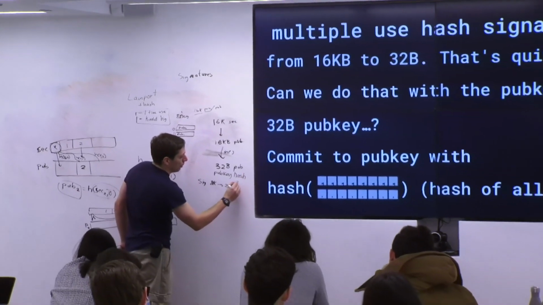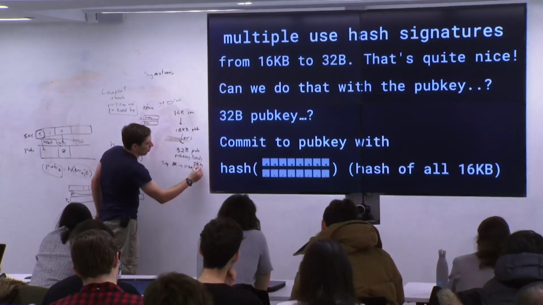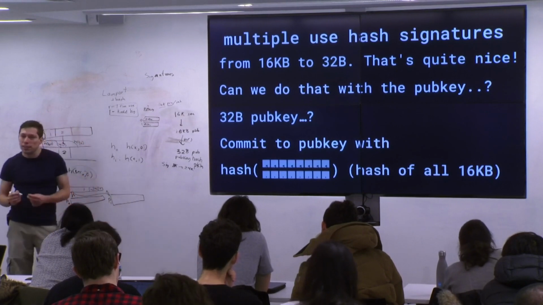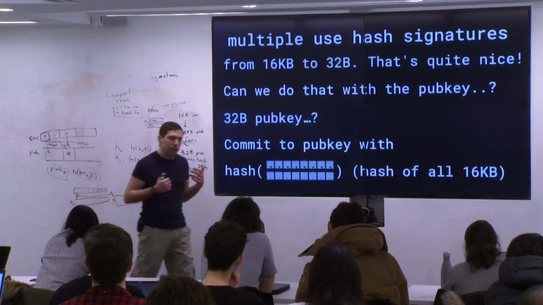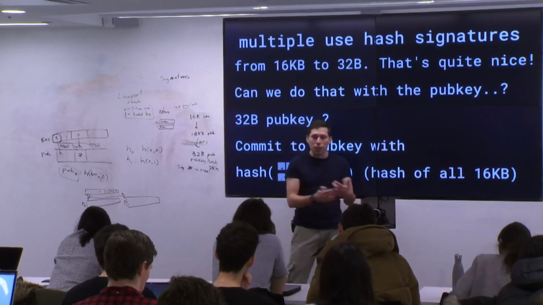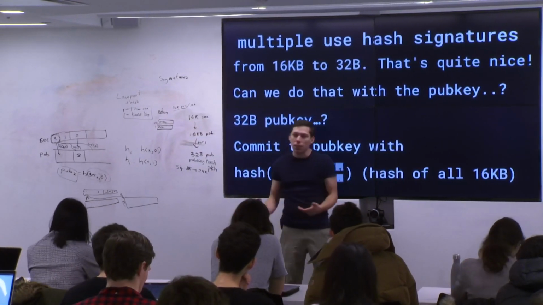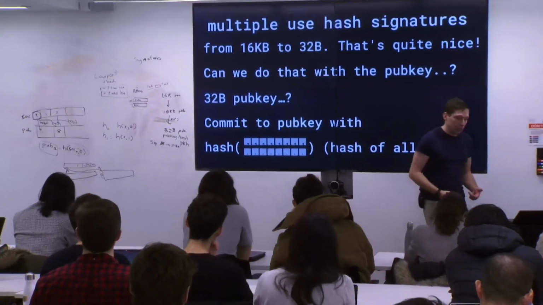Pub key hash, or they say PKH. And the main benefit is size, right? You can say, well, if I've got a really big pub key, I can commit to it by sending to the hash of the pub key. And then when I later want to sign, I reveal the actual pub key. You do it that way.